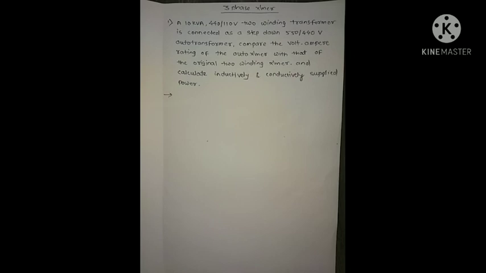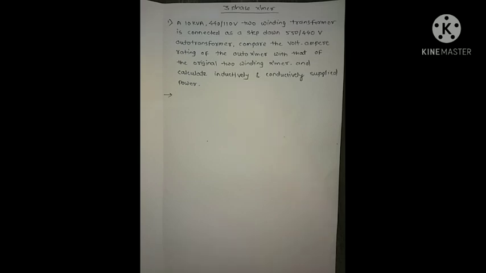A 10 kVA 440 upon 110 volt two-winding transformer is connected as a step down 550 upon 440 volt auto transformer. Compare the volt ampere rating of the auto transformer with that of the original two winding transformer and calculate inductively and conductively supplied power. So this is our numerical and we have to calculate the inductively and conductively supplied power.